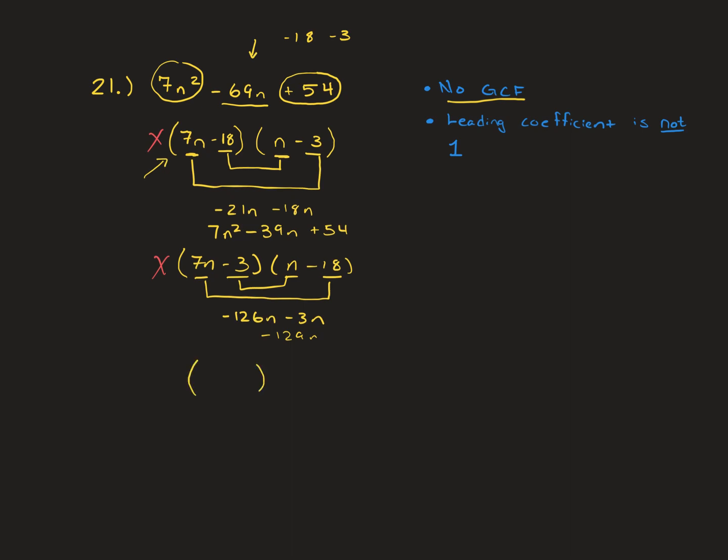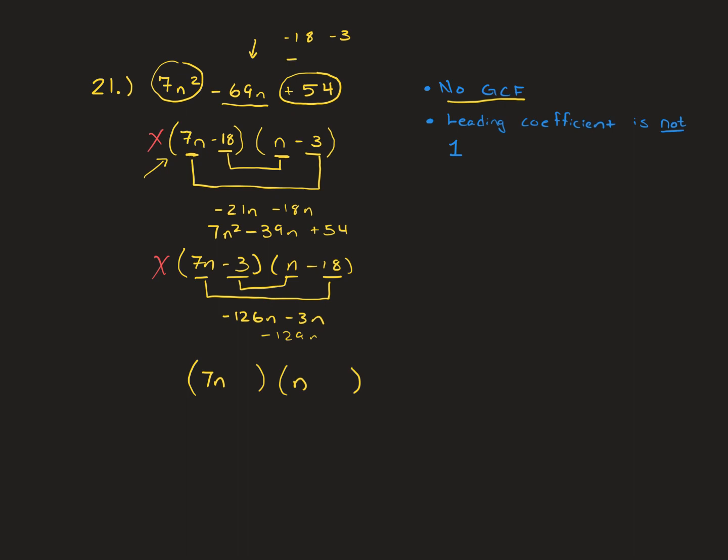But I go, well, if I think about my times table, there were probably two better numbers to use. If you go all the way up to 12 times 12, you can get two numbers that multiply to make 54. So I'm going to try my 7n and n, and I'm going to keep those. And I'm going to try 6 times 9, because 6 times 9 is 54.